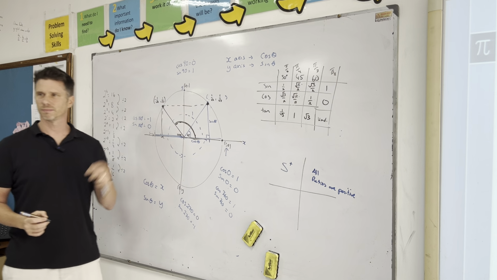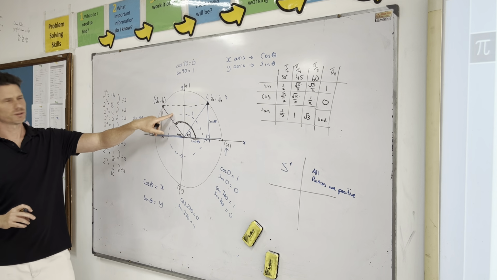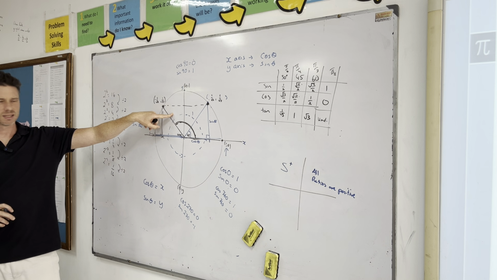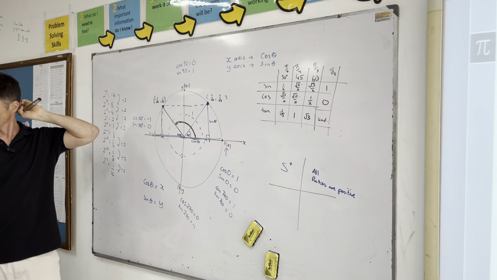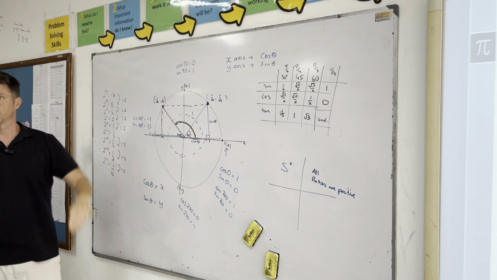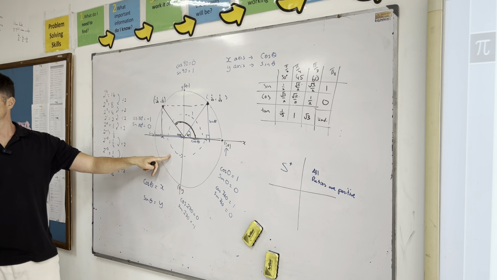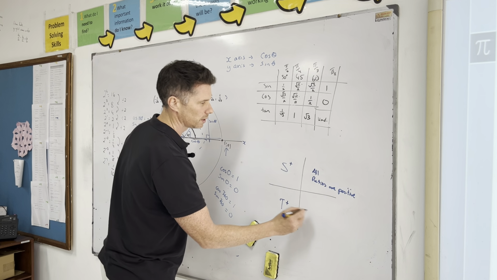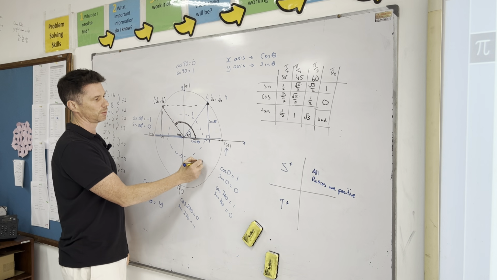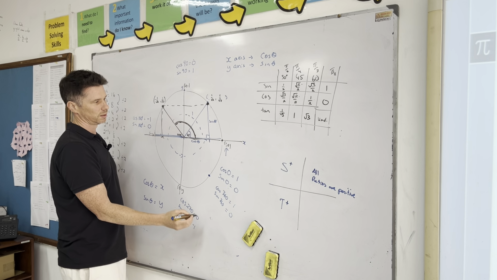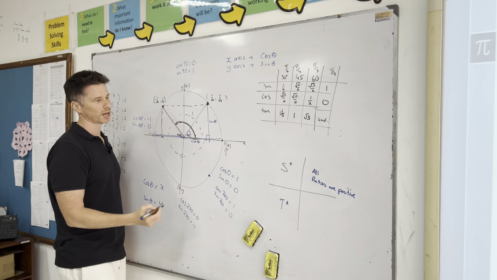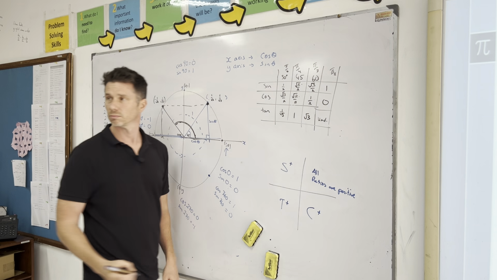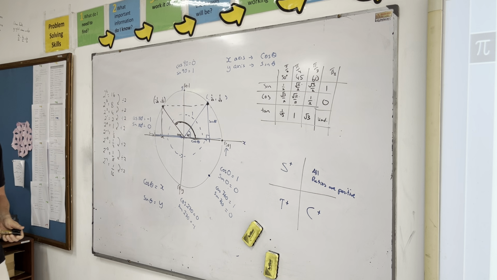What's tan going to be in this quadrant? Negative, because a positive divided by a negative, sine divided by cosine. What's going to be positive here? Well, both sine and cosine are negative, so that means tan is positive. And the last one over here, a point here, the cos would be positive and the sine would be negative. Yes, you might remember that. No, okay. Do we need to remember that?